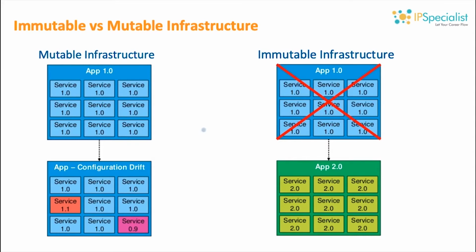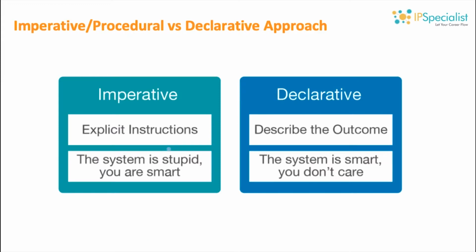Now, another important concept in reference to infrastructure as code is the imperative or procedural versus declarative approach. This means: how do you deploy your infrastructure? What is the methodology that the IaC tools use? So let's look at them.